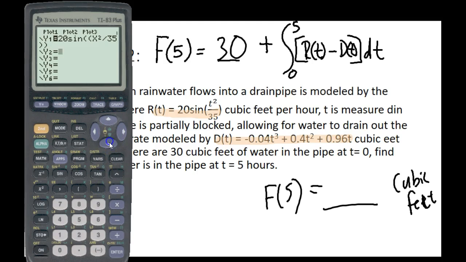So there's my first function. Let's type in the next one. Negative 0.04 x to the power of 3.